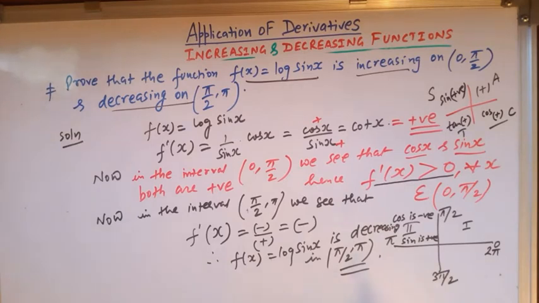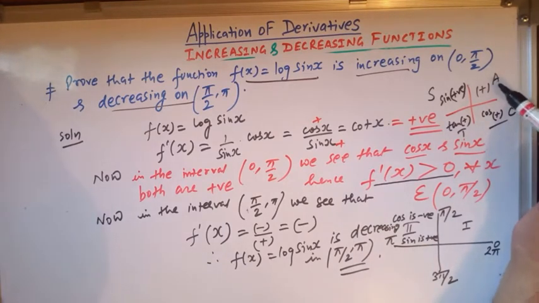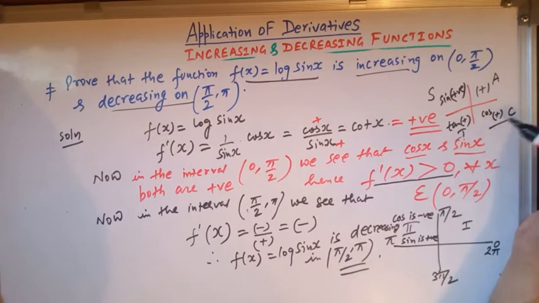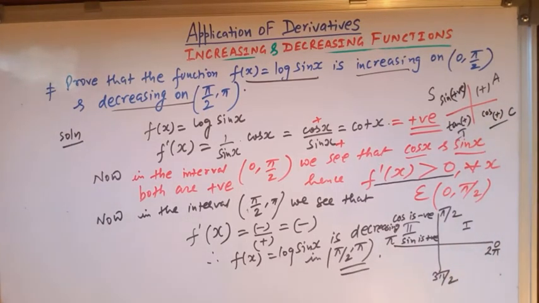So in the first quadrant we have all 6 trigonometric functions positive. In the second quadrant only sin is positive. In the third quadrant only tan is positive, and in the fourth quadrant only the cosine function is positive. Clear?